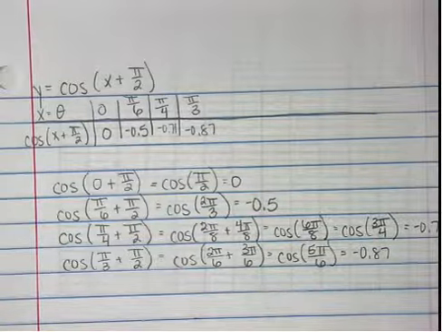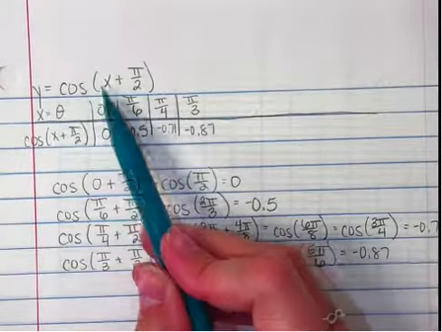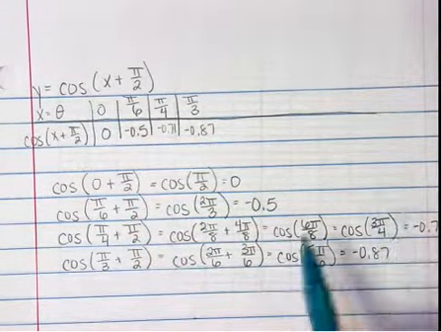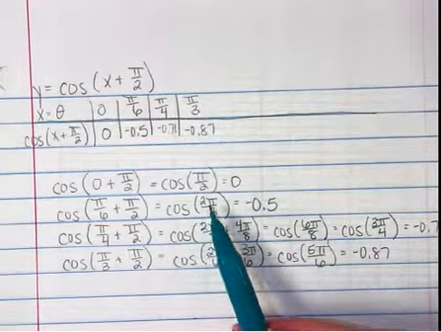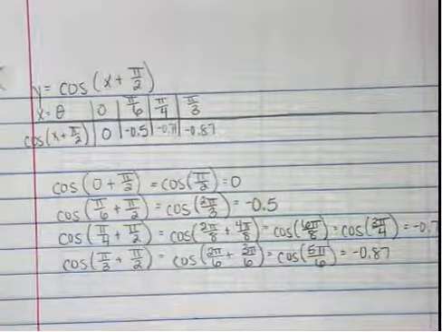And you keep going in this way. Just plug in your theta for your new x, simplify, and then whatever value your theta becomes, you take the cosine or sine of that value.